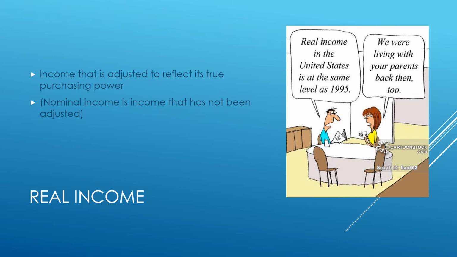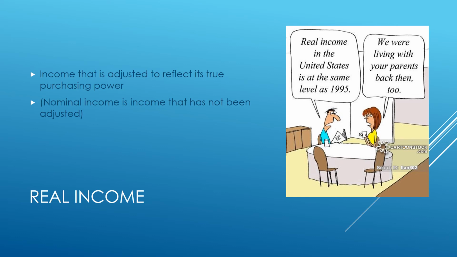So for instance, if I were to tell you that somebody earned $10 an hour in 1970, would we really know how much that is today? Would we be able to have an idea of what exactly they could buy with that $10 an hour? The answer is probably not, unless we made it real income, because we have to adjust it to show what you can actually buy with that amount of money.